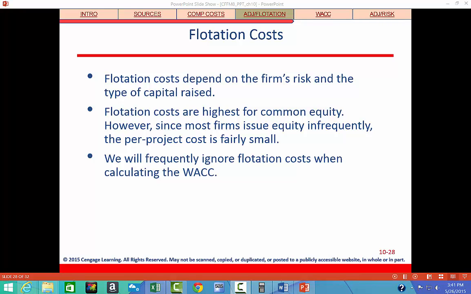Although we've talked about the flotation costs and how they could vary based on the riskiness of the firm, we really only consider the flotation costs for common equity out of the three components of the weighted average cost of capital. Pretty much we ignore the flotation costs with the other two, the debt and the preferred stock. It's not really a big deal, which is what this slide is saying here.